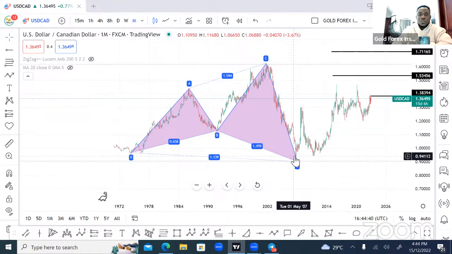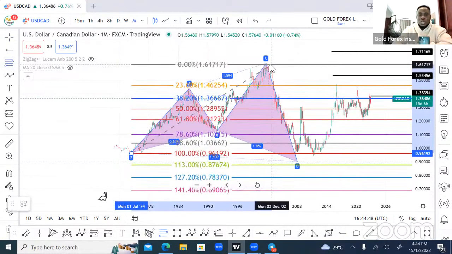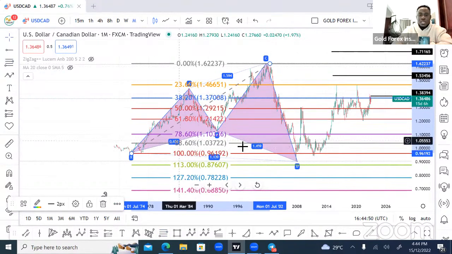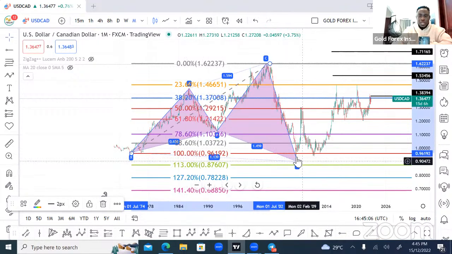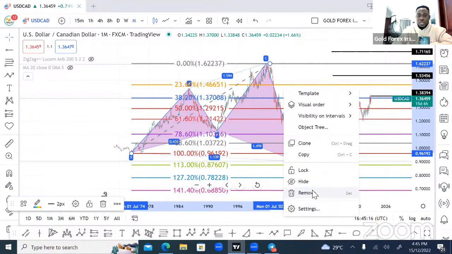Now the C to the D should hit the 88 to 113. So when you put it from X to C, it should be between 88 to 113. You can see it over here, right? This is the 113. So between 88 to 113 for the shark, and it hit the 100 fib. It just hit above the 100 fib. So this formed the shark pattern formation over here.